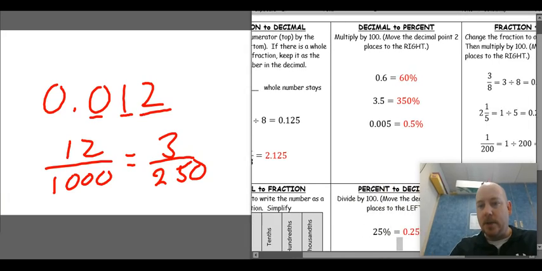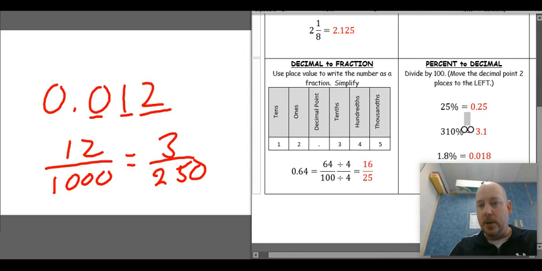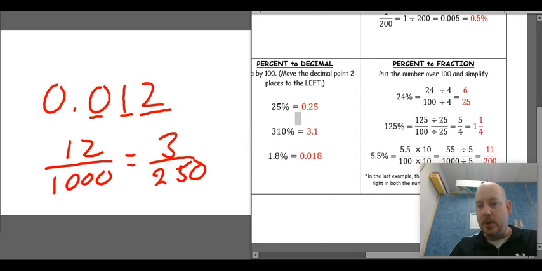We got fraction to decimal, decimal to percent, fraction to percent, decimal to fraction, percent to decimal, and percent to fraction.